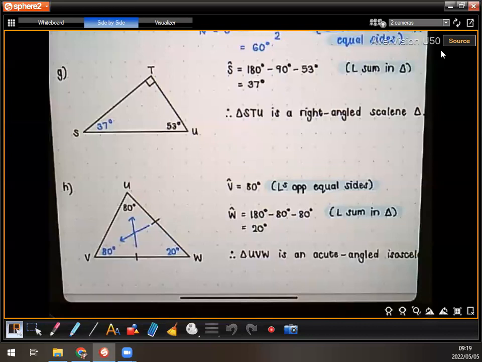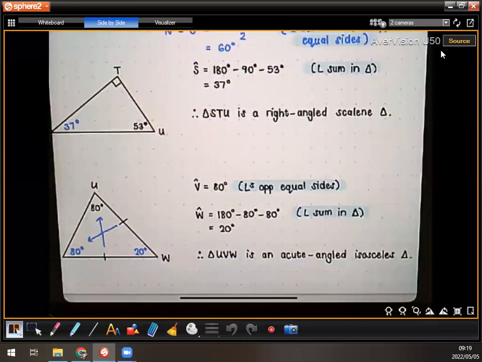The reason for that is angles opposite equal sides, right? The angles that are opposite the equal sides are also equal to each other. And then once you have that these two angles are both 80 degrees, you can say 180 minus 160 is 20 degrees. That will give you your third angle in the triangle, which again, you do have to calculate in order to do your full classification. So you have three acute angles. Two of them are equal, so it is an acute angled isosceles triangle.